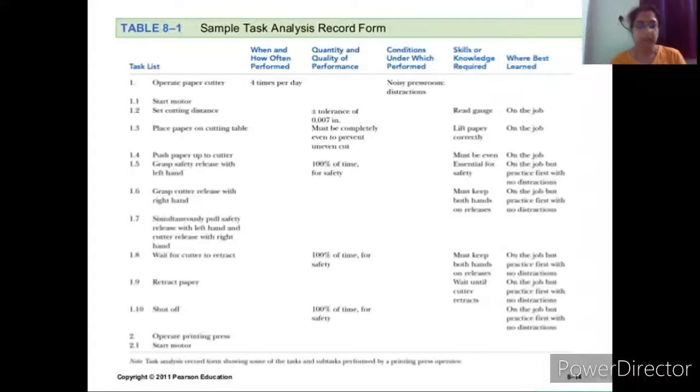Then, push the paper up to the cutter. Here the skill or knowledge required is that it must be even. The next one is grasp the safety release with the left handle, essential for safety. So all these things, how exactly to keep the paper even as it is pushed up to the cutter, training will be given on that aspect. On the different tasks, based on whatever has to be done, accordingly the training will be given to the candidate.